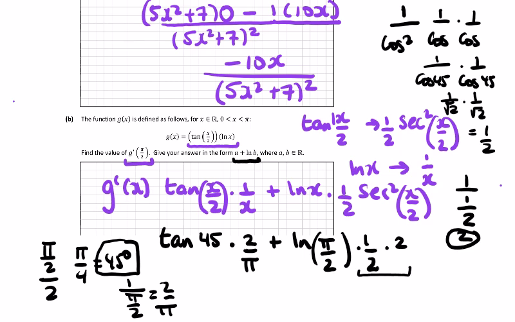So this whole part is just going to equal 1. So we're going to get the tan of 45, which is, tan of 45 is equal to 1. So I'm just going to get 2 over pi. It actually simplifies down nicely. We're just going to get 2 over pi. This is equal to 1, 2 over pi plus the natural log of pi over 2.